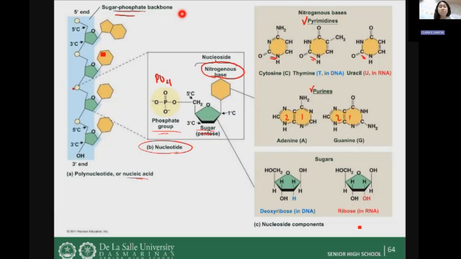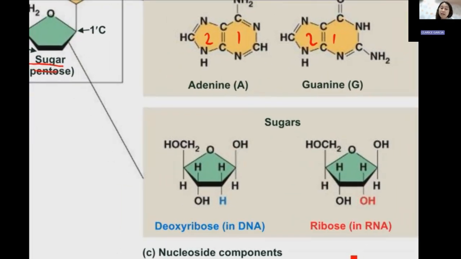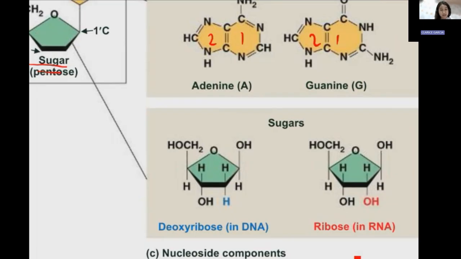Now, what's the difference between the DNA and RNA in terms of the sugar, or the pentose sugar? If you look at the structure, the DNA has deoxyribose. The sugar present in the RNA is ribose. Now in DNA, there is no presence of oxygen. The oxygen is removed in the ribose structure, which is why it's named deoxyribose.